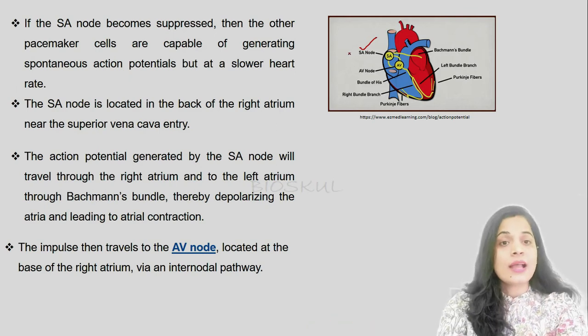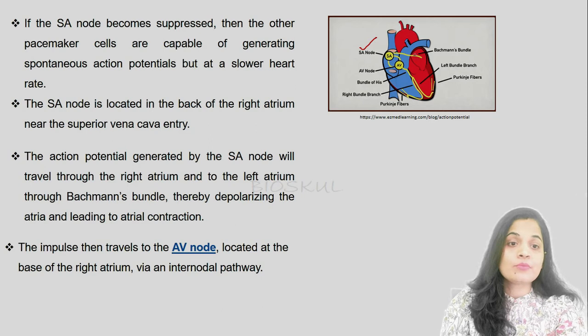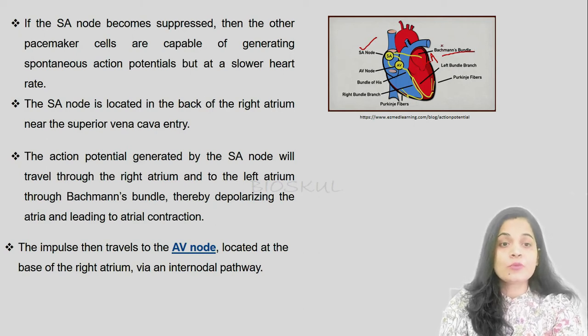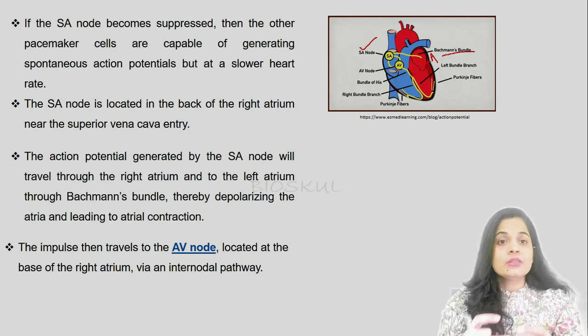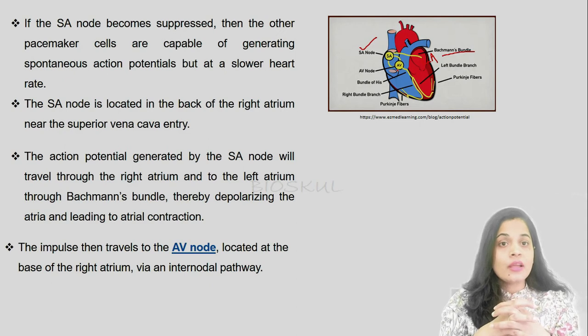So the action potential is generated in the SA node. The SA node is present in the right atrium. From there it moves to the left atrium by Bachmann's bundle. Then from Bachmann's bundle, it moves to the AV node. So that impulse causes the depolarization of the atria.